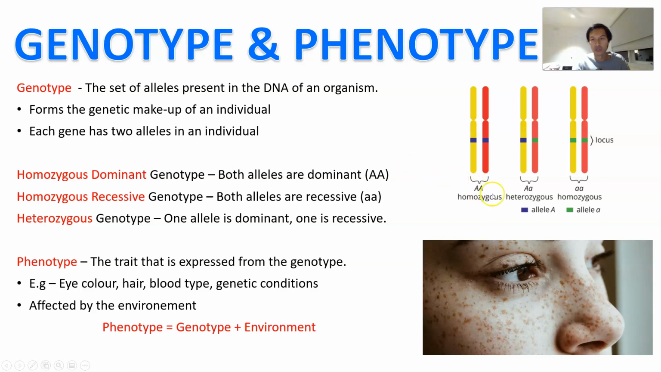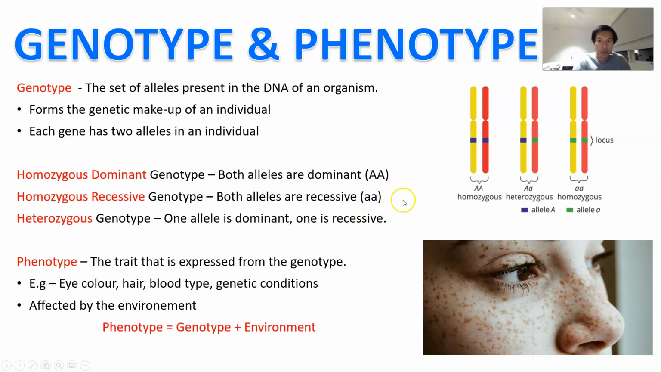Now, you can have different versions. You get capital A, capital A, and that is what we call a homozygous dominant genotype. Dominant because they're both dominant letters there, and it's homozygous because it's the same letters, right? If you had lowercase a, lowercase a, that would still be homozygous because they're both lowercase a's, but it will be a homozygous recessive genotype, right? So they're slightly different. They're both homozygous, but one's homozygous dominant, one's homozygous recessive.